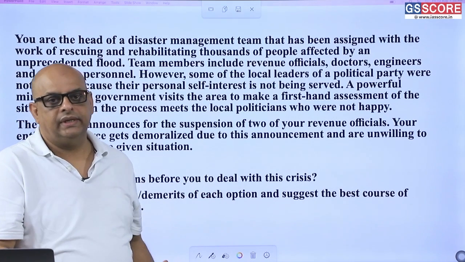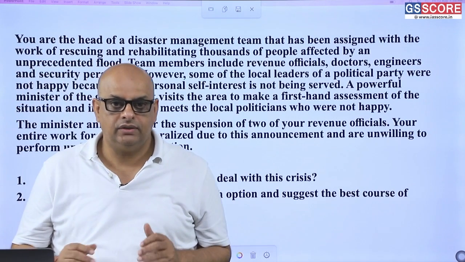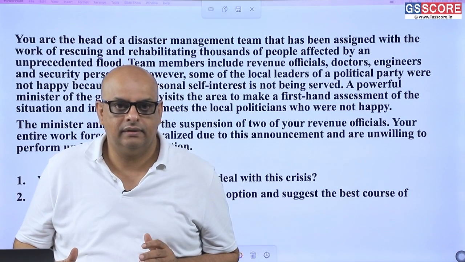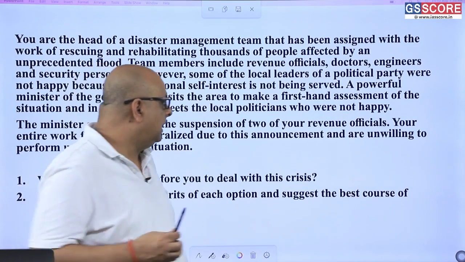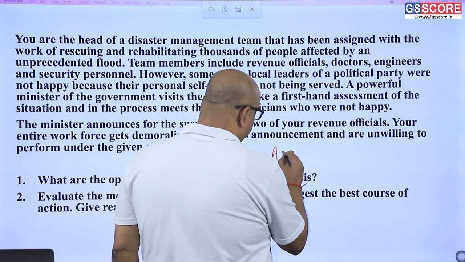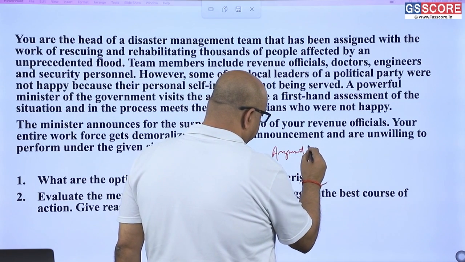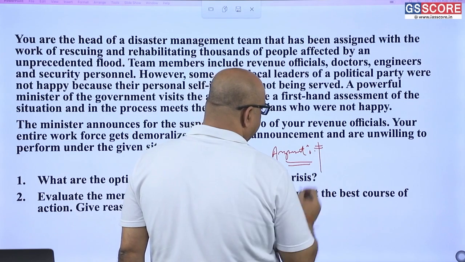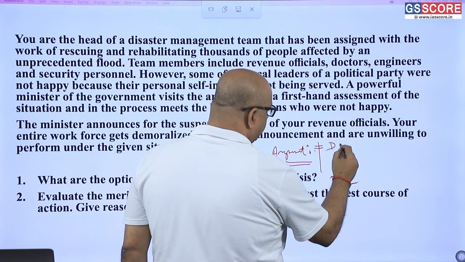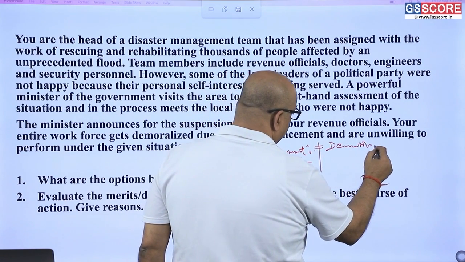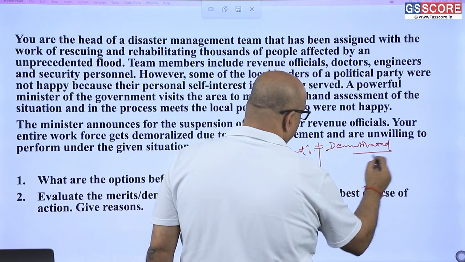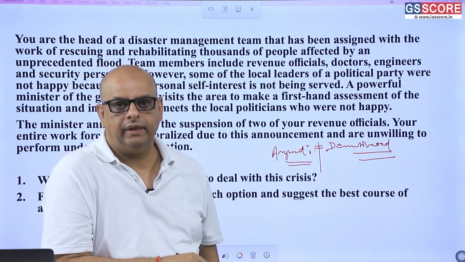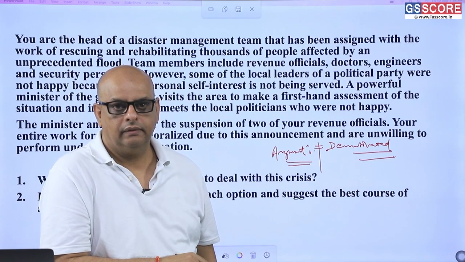So in this case, obviously, the biggest problem is not the suspension. The suspension is a problem, but the consequences of it are bigger. So if you look at the argument building in this case, what is the problem? The problem is basically that your team is demotivated.